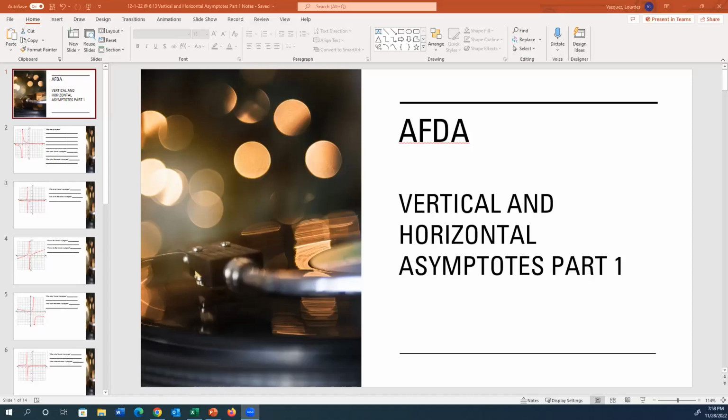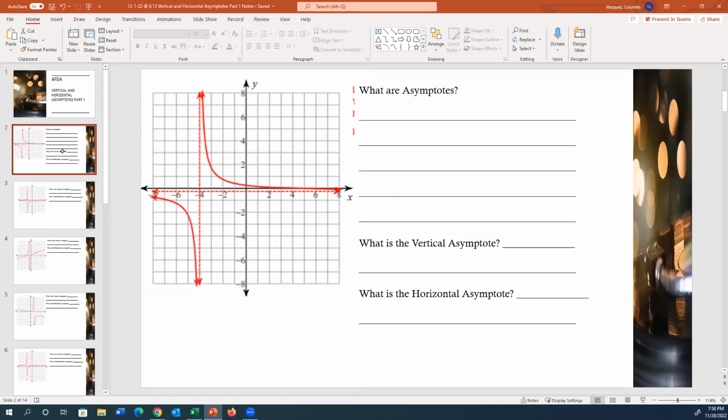Hello, everybody. Welcome to vertical and horizontal asymptotes. I know I had mentioned these before, and so we're going to do part one, which is the instruction. And then, of course, asymptotes part two is going to be the practice. So let's just get started so we can get a better explanation.